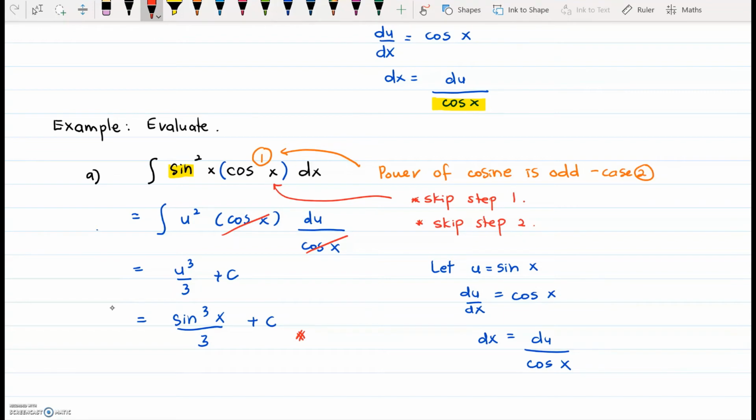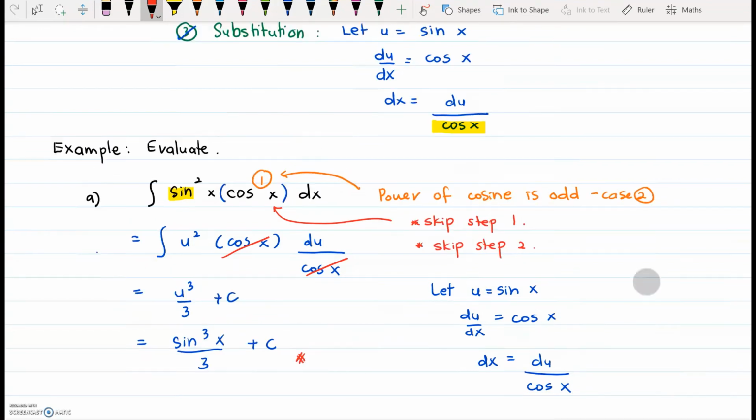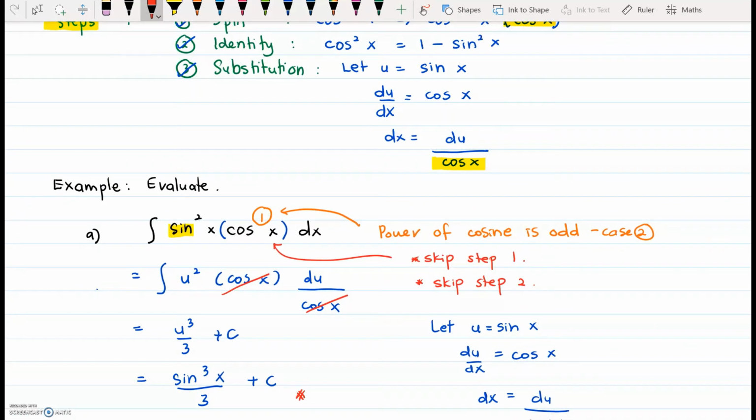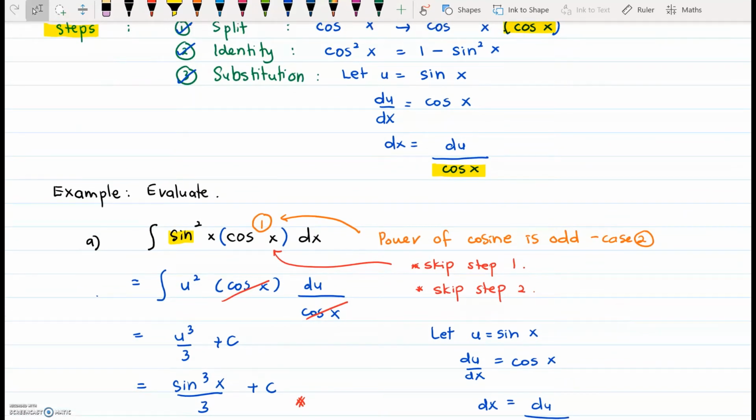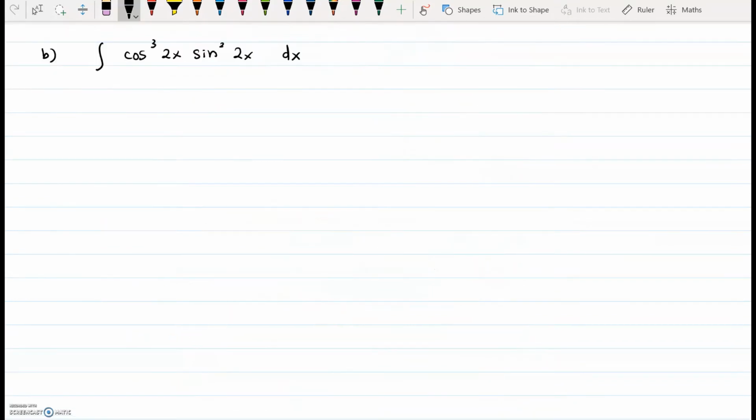Okay, so remember for these 3 steps, it is not necessary for you to use all of them. It depends on your question. Okay class?